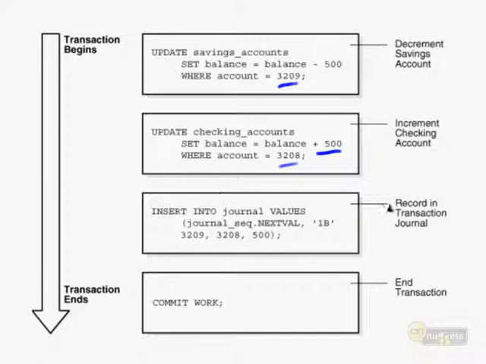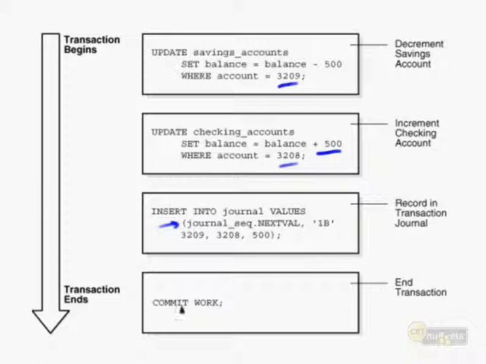Now, this particular example has a third step where we're journaling that transaction. In other words, we're making a record of what just happened. So we're inserting into a journal table the next value. It must be we have a sequence here to maintain a primary key value in the journal table. You remember how we used the nextVal method to invoke the next integer in a sequence. 1b, whatever that is, 3209, 3208, 500. So these are data fields that reference various accounts and then the amount that's shifted between those accounts.